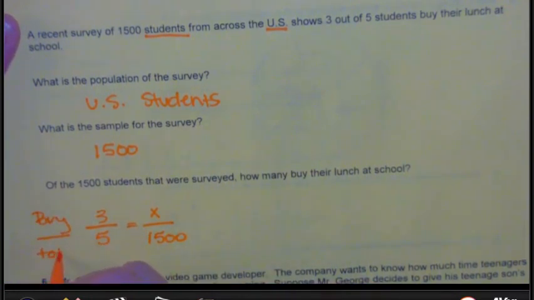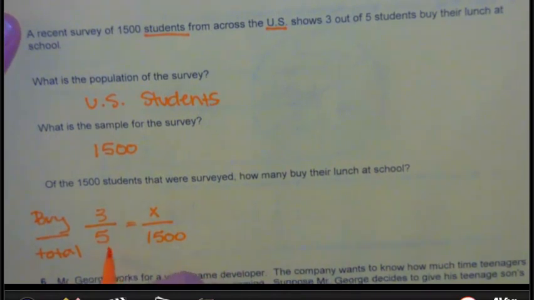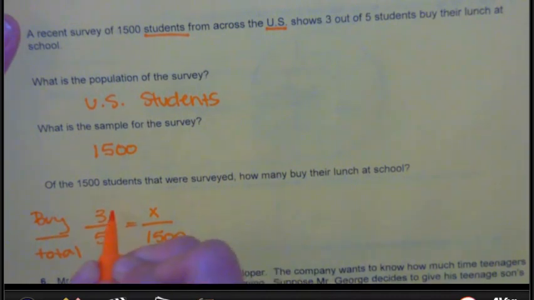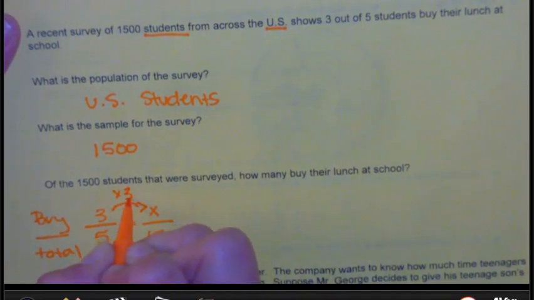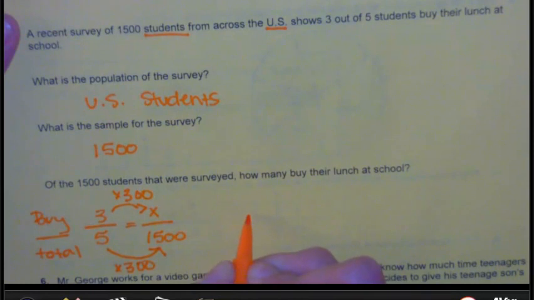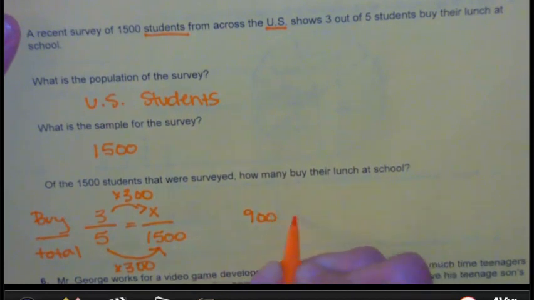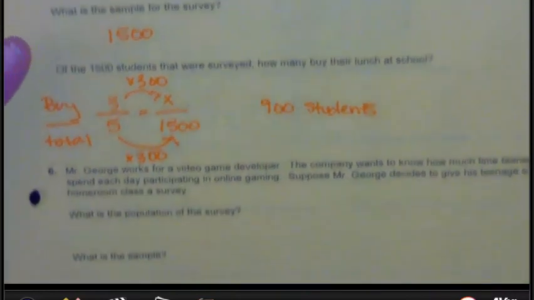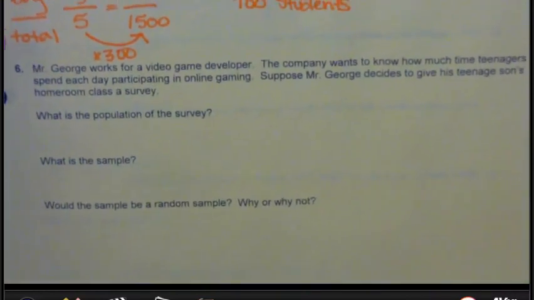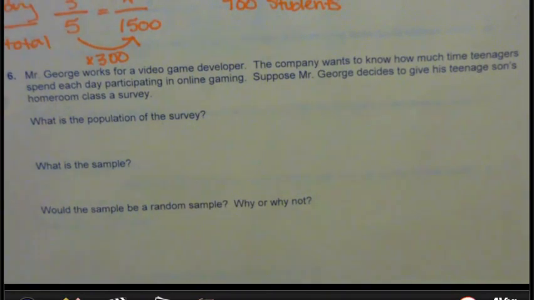So buy over total. So 3 over 5 equals x over 1,500. How do I go from 5 to 1,500? Well, 5 times 3 can get me to 15. And I'm just going to add 2 more zeros at the end of that. So times 300 on the bottom, times 300 on top. And so 3 times 300 is 900 students. 900 students.